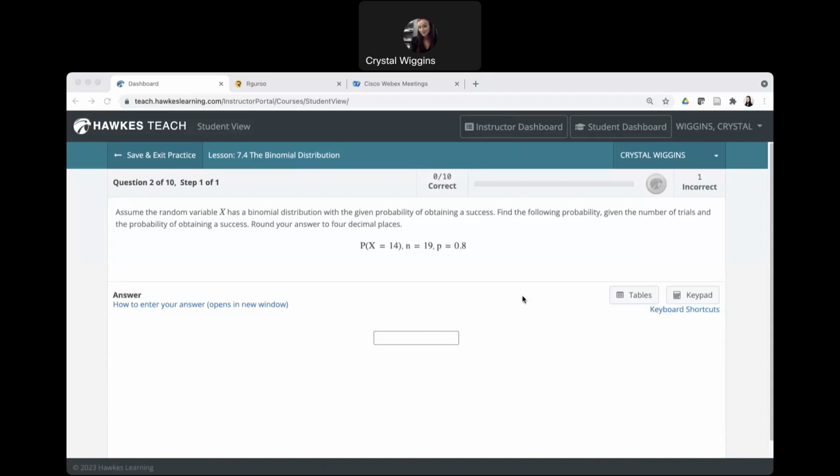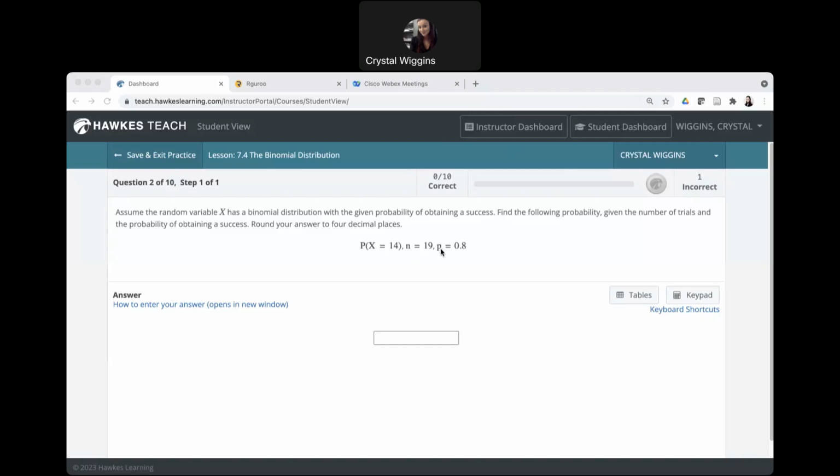Assume the random variable x has a binomial distribution with the given probability of obtaining a success. Find the following probability given the number of trials, n, and the probability of obtaining a success, P. Round your answer to 4 decimal places.